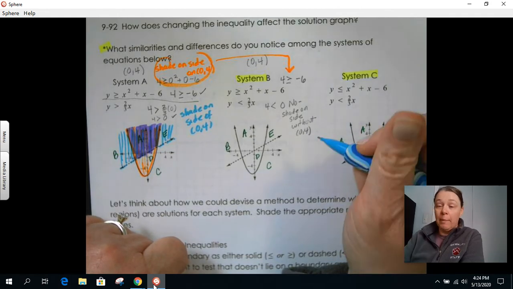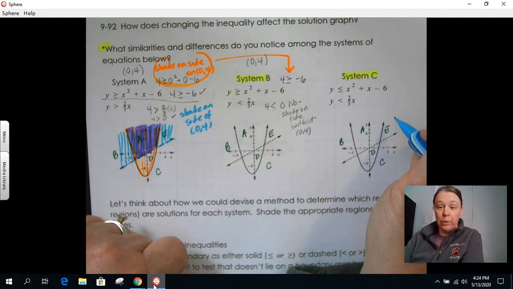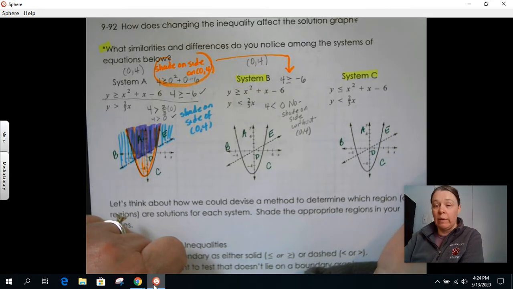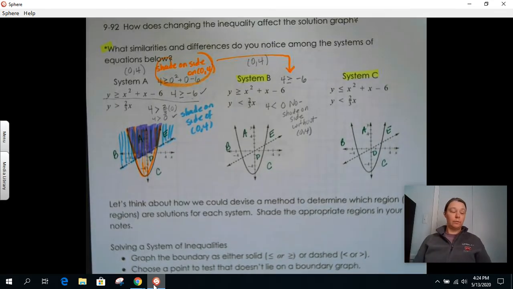And then my next question is going to be for you to go through the same process with system C. You could use the (0, 4) again, or if you choose, you may go ahead, give it a whirl, and do something else. Okay, so try those two problems.